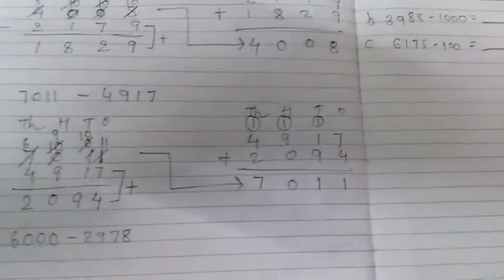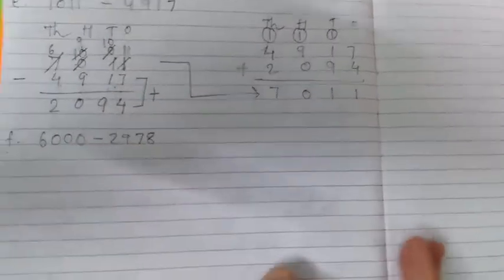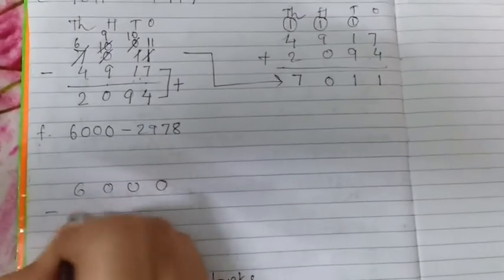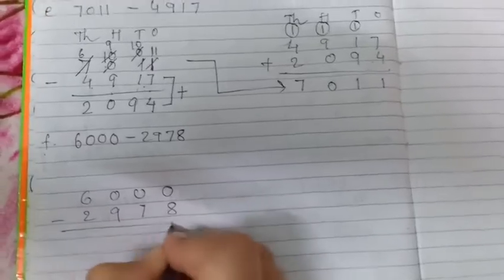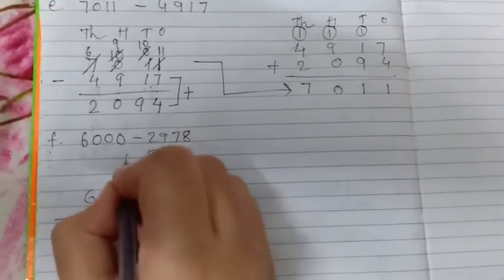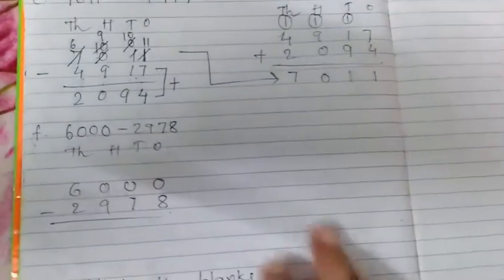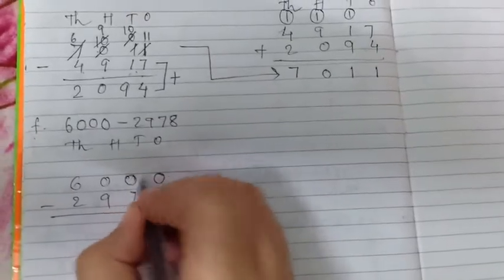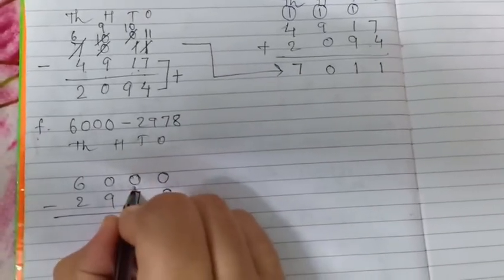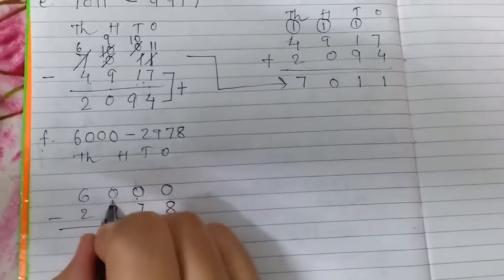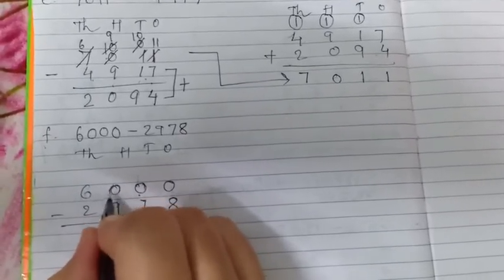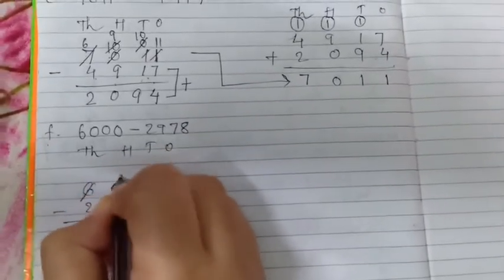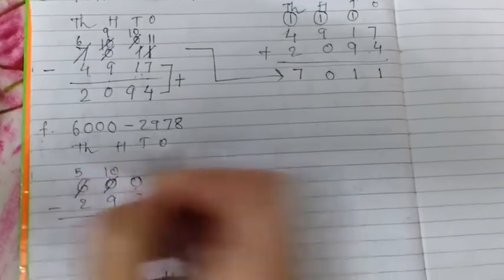Now F. 6000 minus 2978. Ones, tens, hundreds, thousands. Start the subtraction from the ones place. 0 minus 8, we cannot subtract, so take a borrow from the previous one. That is also 0. Again take a borrow from the previous one. That is also 0. So we have to take a borrow from 6 for this 0. 0 as it is. Here 5 and 1.